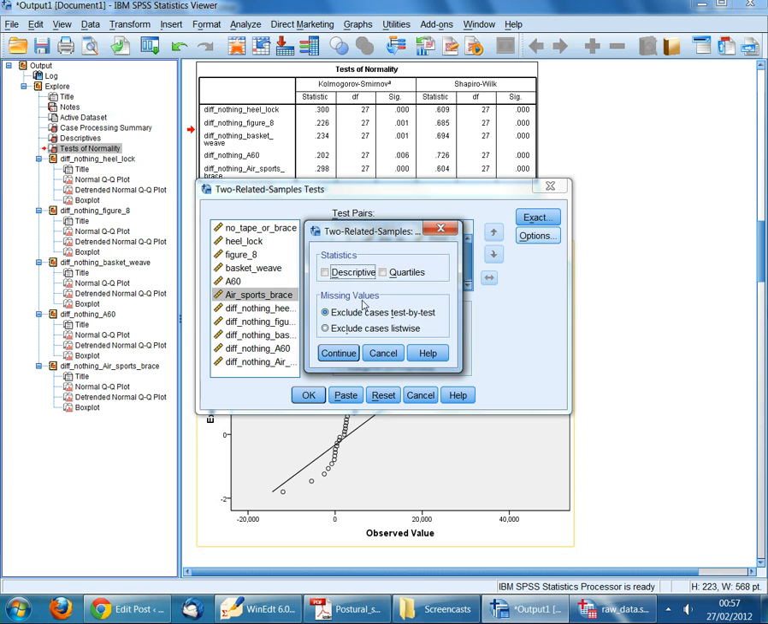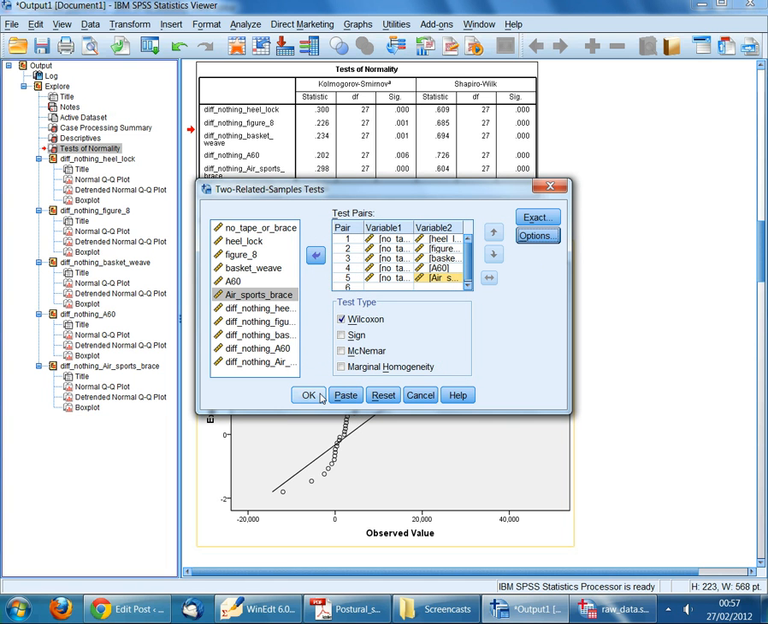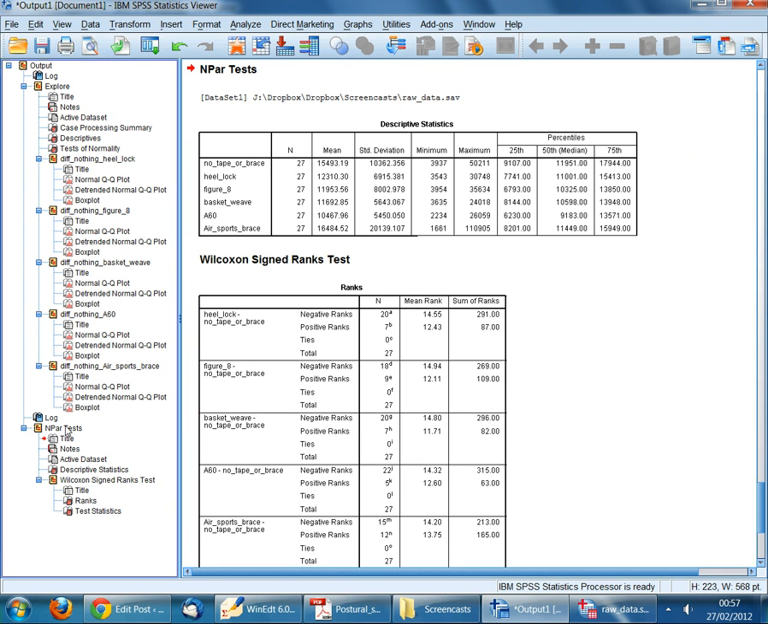In Options, under Statistics, select Descriptives and Quartiles. Then click Continue and OK, and SPSS will now run 5 separate Wilcoxon signed rank tests comparing postural sway without tape or brace to the 5 separate ways of taping and bracing that were employed in the study. Then first check in the descriptive statistics table that the data you entered is the data you wanted to enter, so we should have no tape or brace and the 5 separate techniques, and we should have 27 observations for each because we had 27 participants, so that's all fine.